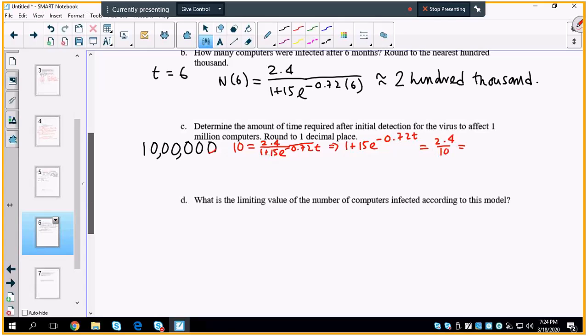So subtracting 1, I get 15 e to the power minus 0.72t is equal to 0.24 minus 1. Dividing both sides by 15, e to the power minus 0.72t is equal to negative 0.76 over 15. Then I took the natural log on both sides. So you get natural log of e to the power minus 0.72t is equal to natural log of negative 0.76 over 15.